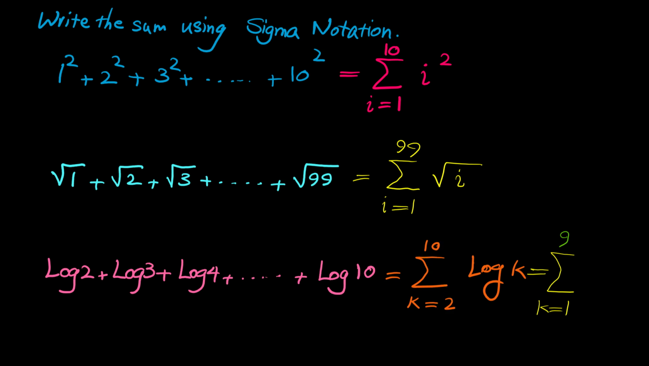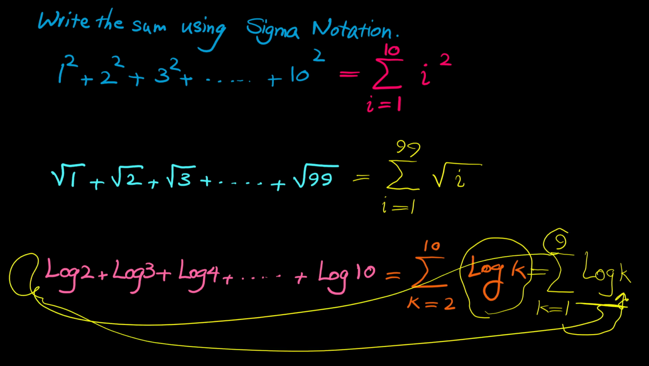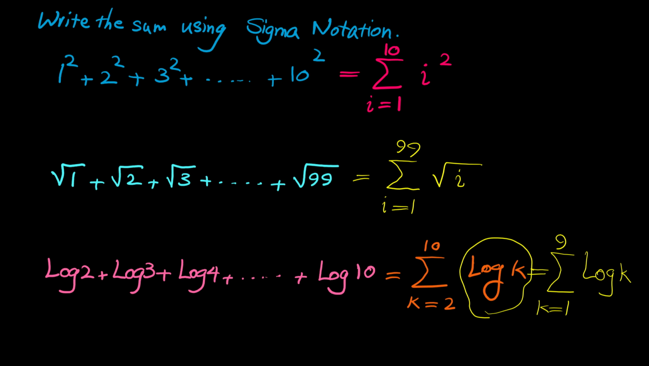So far we have learned how to work with a starting value and the ending value of the sigma. 1 to 9. What about this? Should we keep it the same? No, of course not. Because if you write log k, it doesn't work. Because now if you plug in 1, then you have log 1, which we don't have here. And if you plug in 9 here, it would be 9, but we want to have 10. So how can we fix this then?